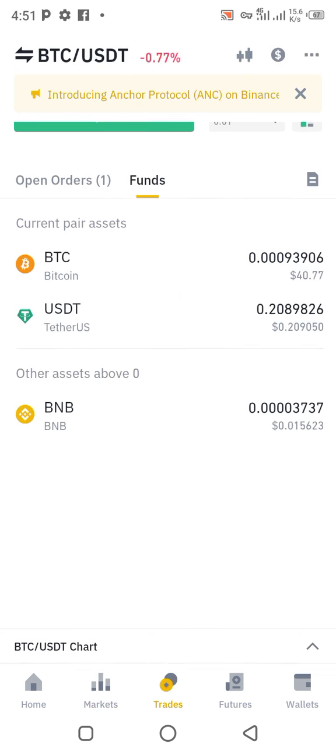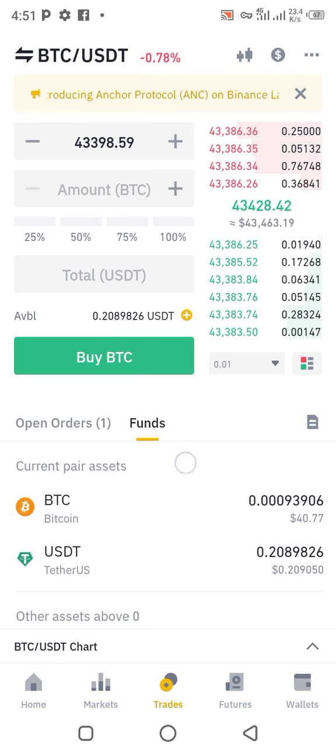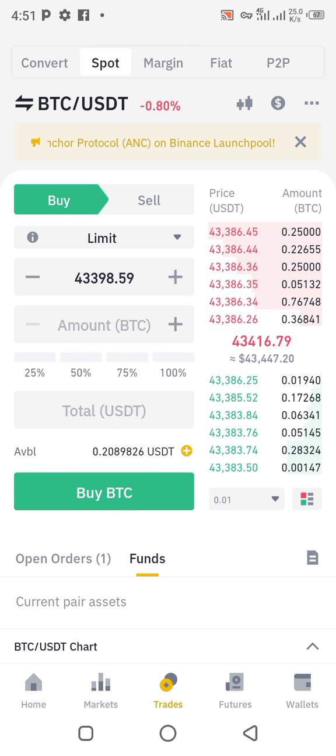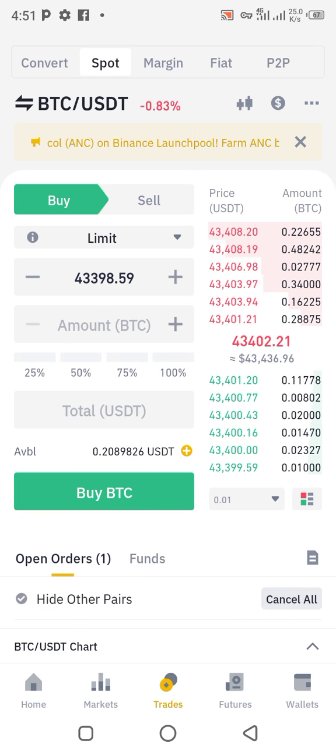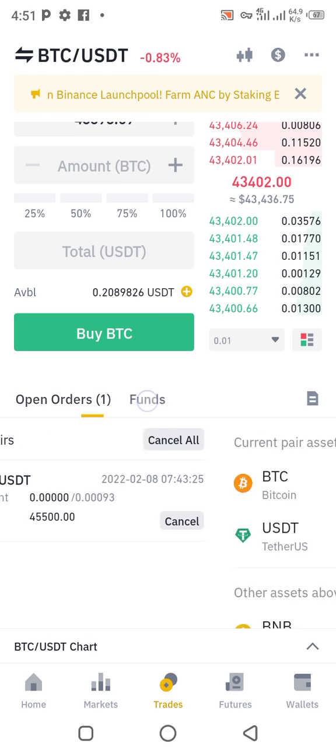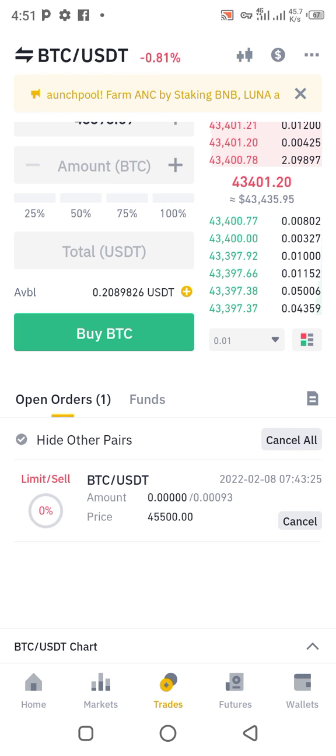So now let's go to trades. Here in the trade section is where most of your action will be taking place. You can see here I have my open orders and I have my funds. Open orders is basically a book that shows all the orders that you have made that have not been filled. In other words, you have placed an order on Binance and it has not been acted on.